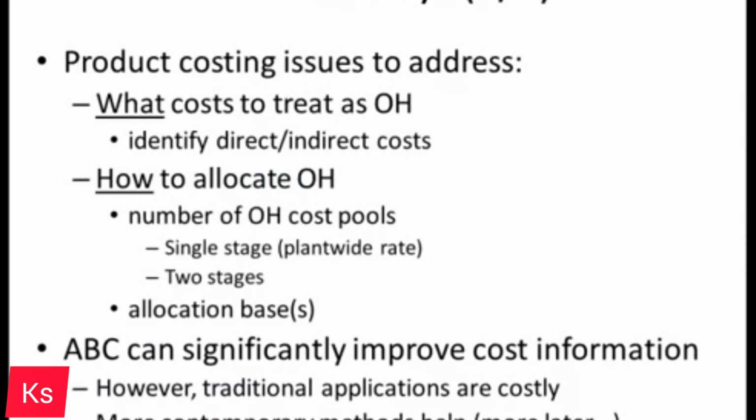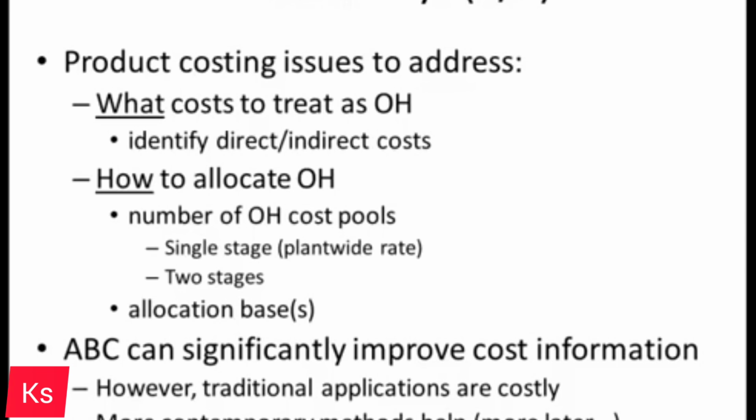Product costing issues to address when you're designing a product costing system. First of all, you have a choice of what you're going to treat as overhead and allocate to the products versus what you're going to try to trace. That's usually a fairly easy decision. The big decision is how you're going to go about allocating overhead. You have to choose how many overhead cost pools you're going to use. Are you going to have a very simple single-stage plant-wide overhead rate, in which case you're only going to have one cost pool and one overhead rate? Or are you going to have a more sophisticated two-stage system, where you have multiple cost pools and then multiple overhead allocation rates?